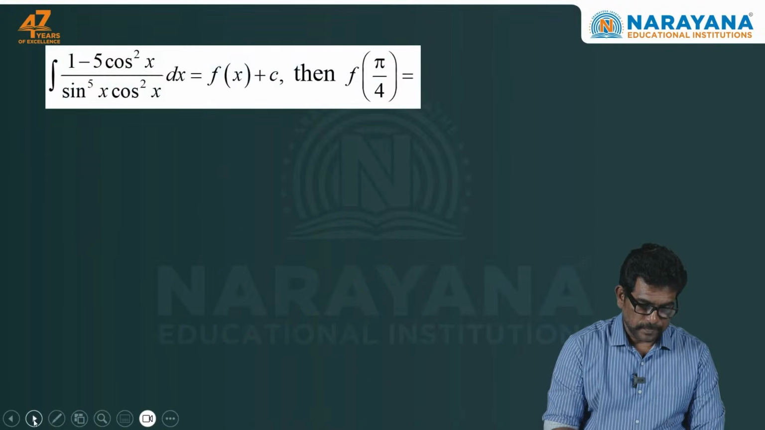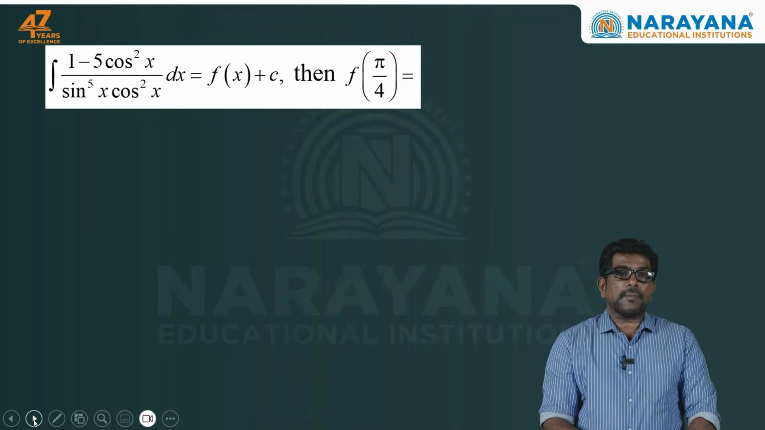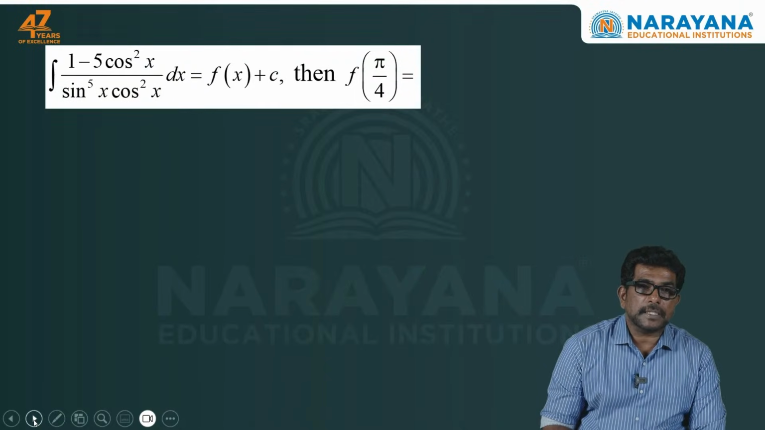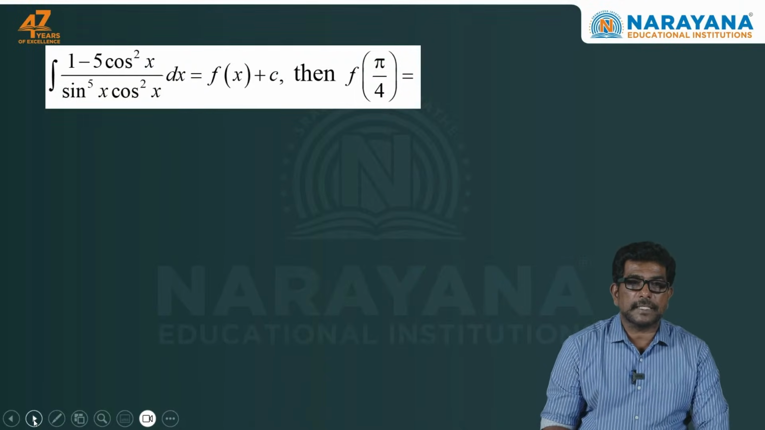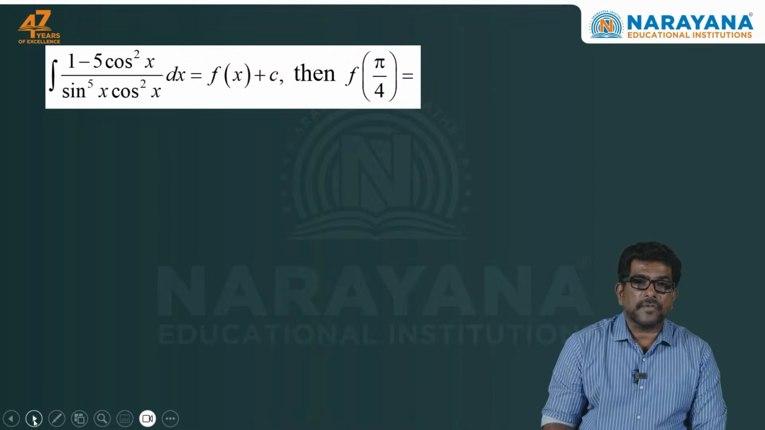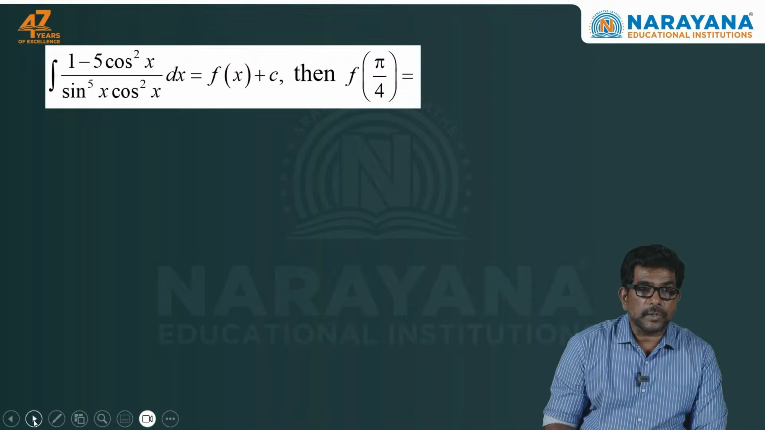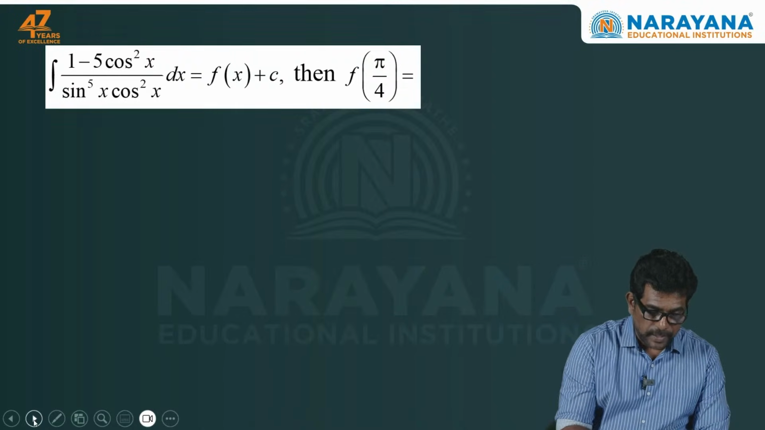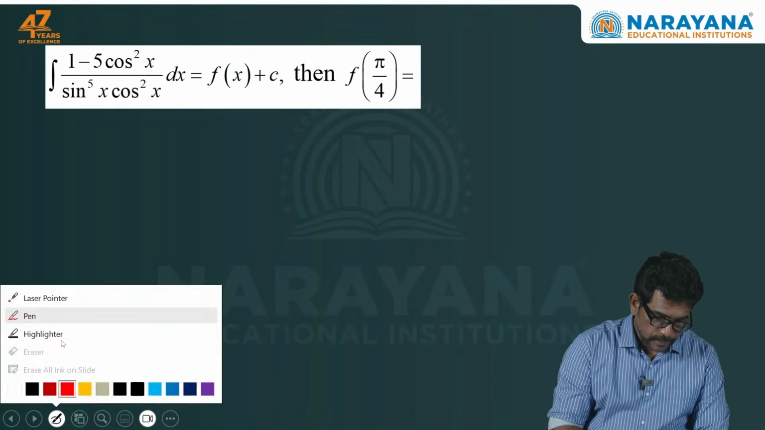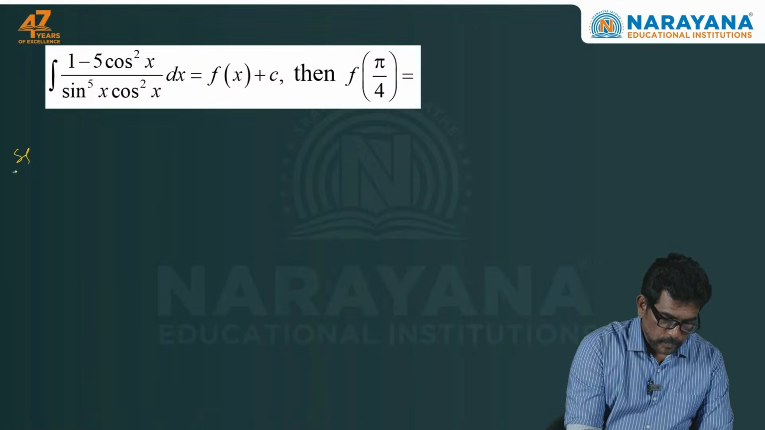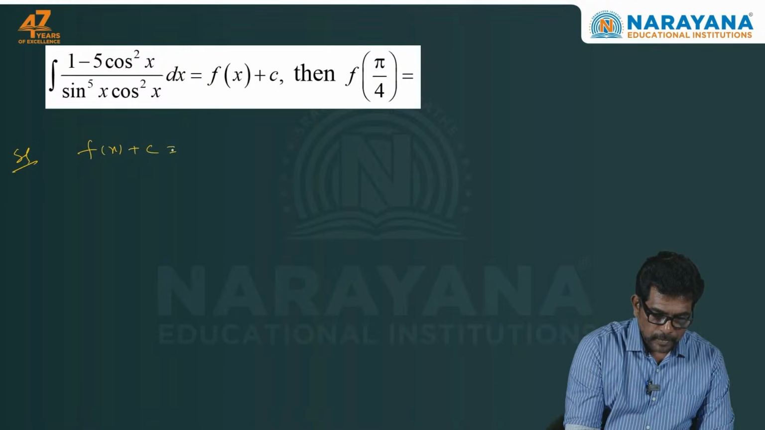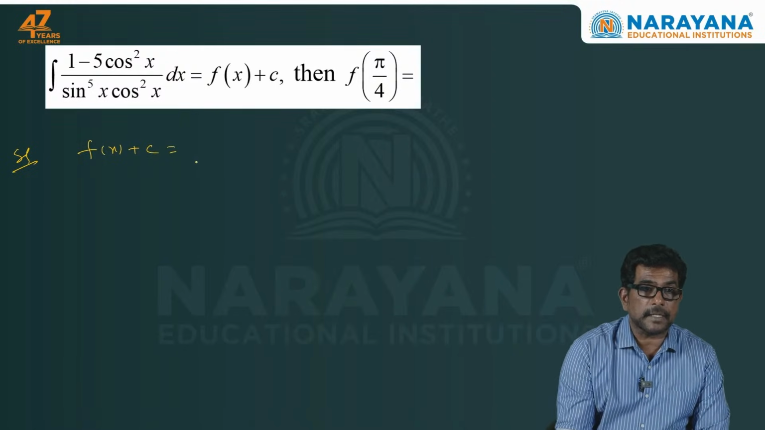Next one. Integral of (1 minus 5 cos square x) upon (sin x) whole to the power of 5 cos square x dx is equal to f of x plus c. Then f of pi by 4 is equal to, they are asking. Maybe it has options, but we don't get those options. Now we try to simplify this one, where c is the constant of integration.